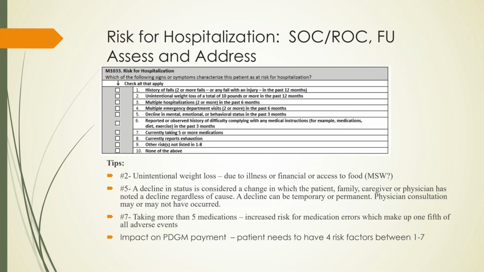And this one is used in the calculation for our PDGM payment for the patients. So that's why it's done at follow-up also, because that payment is recalculated. And in order for it to be used in the calculation, the patient has to have 4 risk factors out of the first 7. So if the patient has 4, then it's going to be used in that calculation. Because the higher the risk that the patient has to go back to the hospital, the more resources you're probably going to need to keep them out of the hospital.